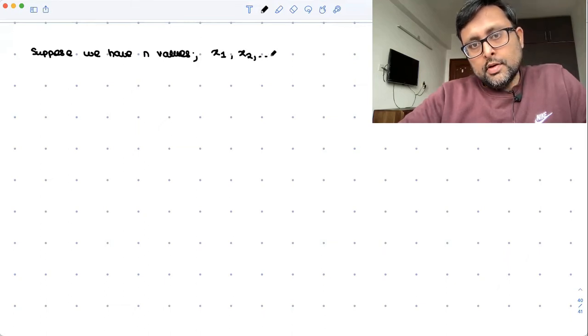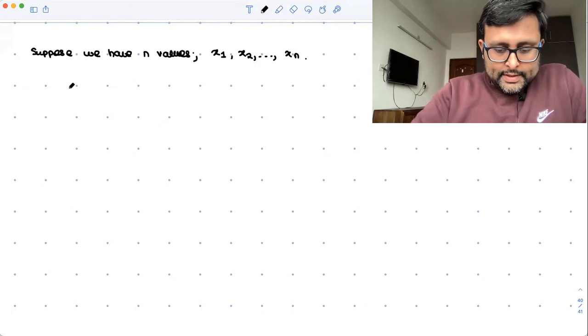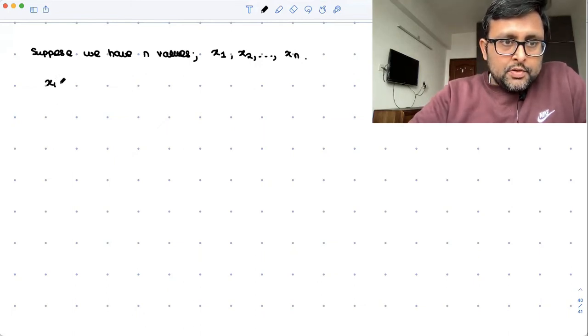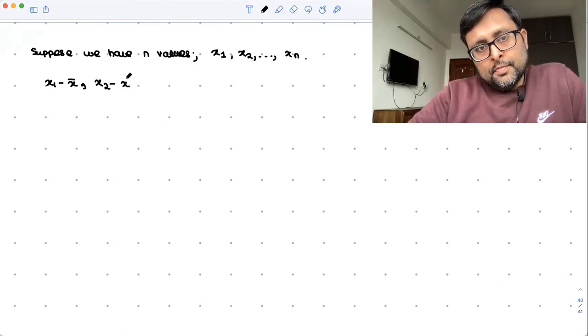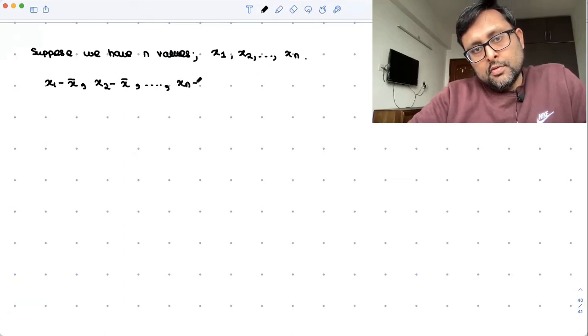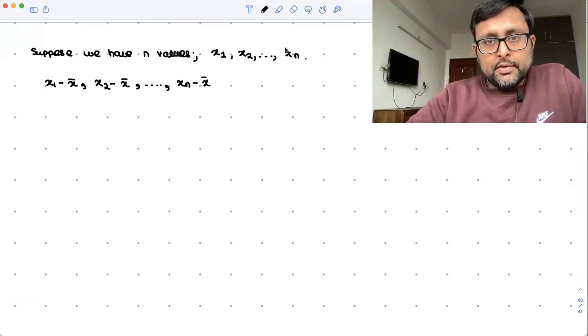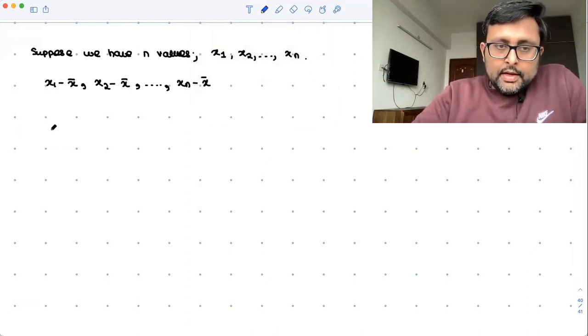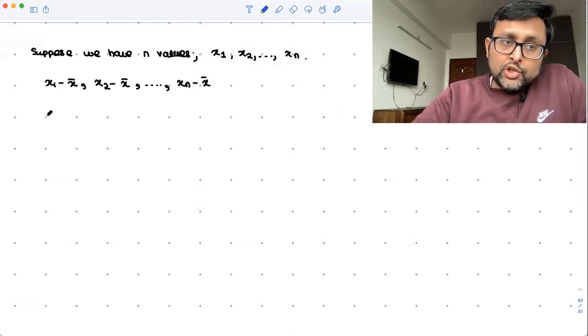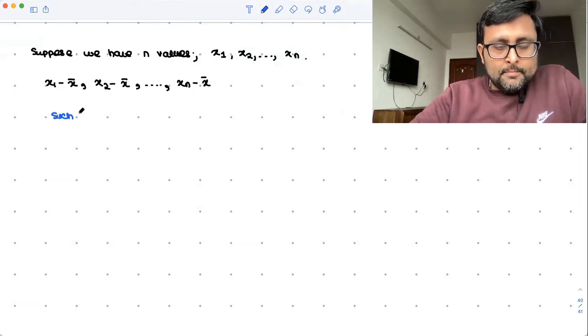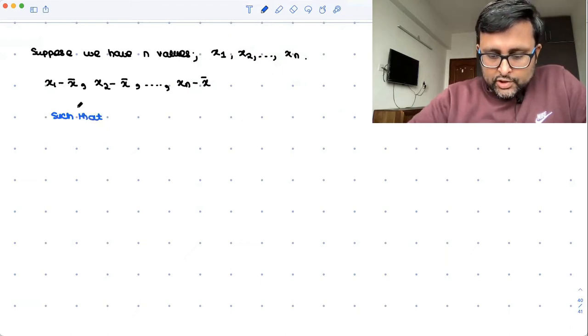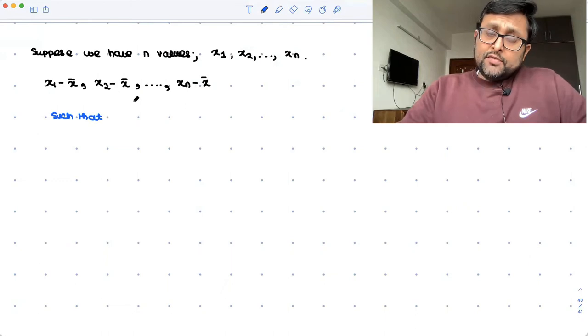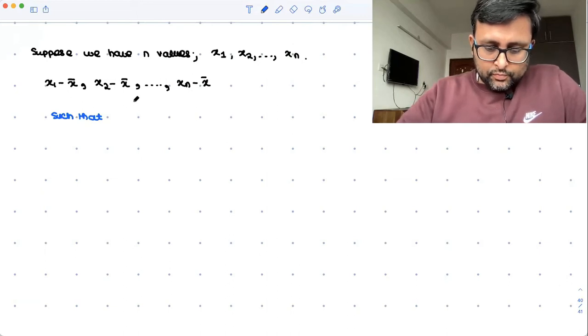X1, X2, and so on to Xn. And you take the deviations: X1 minus X bar, X2 minus X bar, and Xn minus X bar, right? You take deviations from arithmetic means such that corresponding to every positive deviation, there is a negative deviation. So when you sum them up, they cancel out each other.